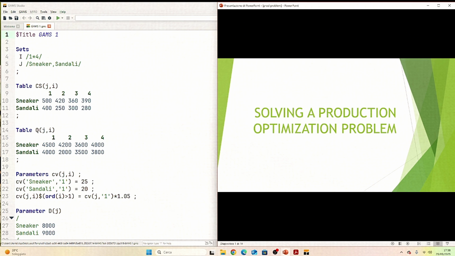Welcome! In this lesson, we will turn a real production story into math, then into GAMS. We will decide how many sneakers and sandals to make at 4 plants, meeting demand at minimum total cost. I will go step by step: inputs, decisions, objective, constraints, and GAMS.